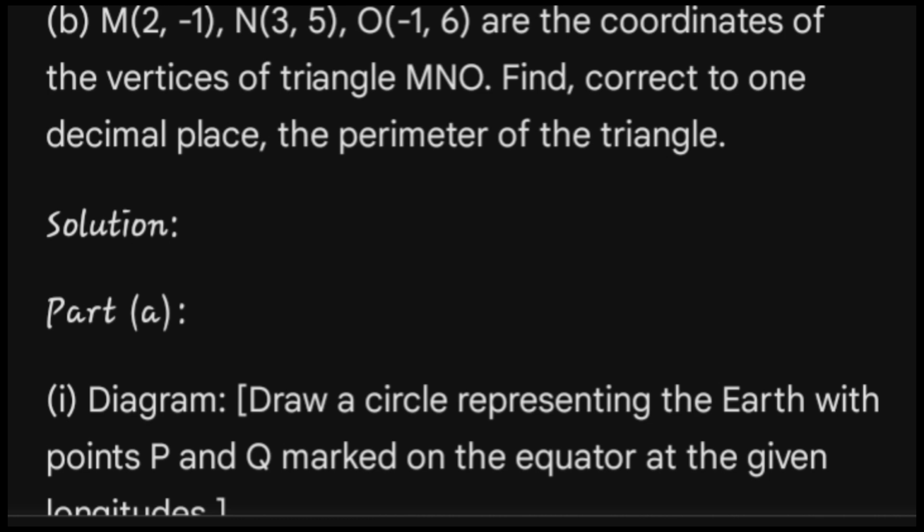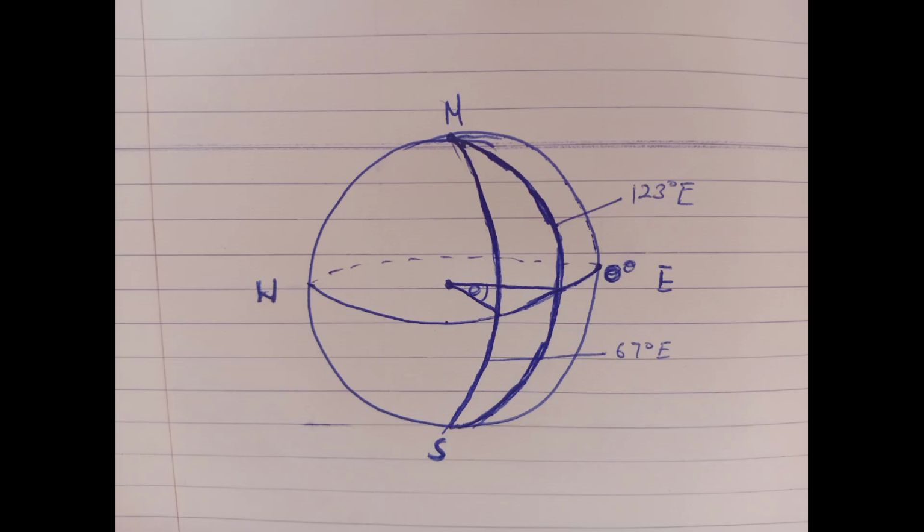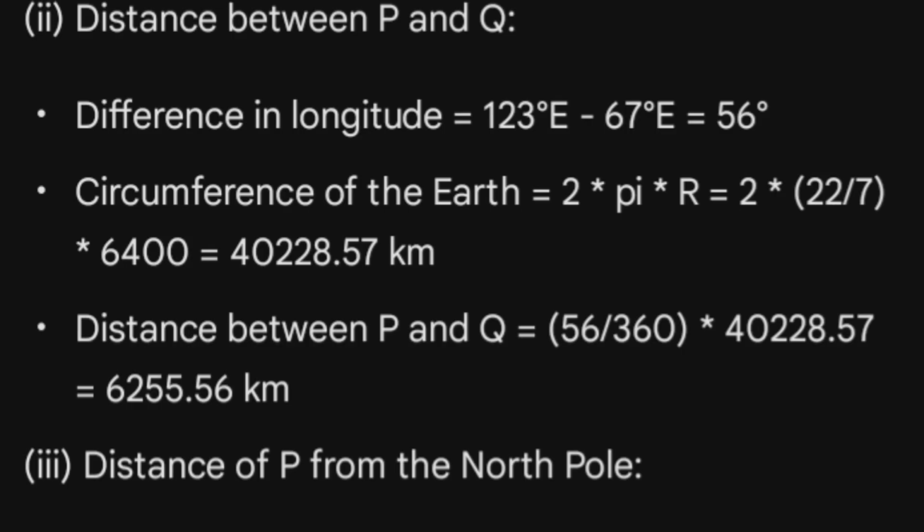Solution. Part A. 1. Diagram. Draw a circle representing the Earth with points P and Q marked on the equator at the given longitudes. 2. Distance between P and Q. Difference in longitude equals 123 degrees east minus 67 degrees east equals 56 degrees.